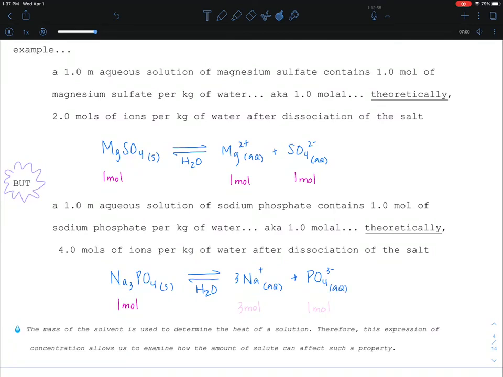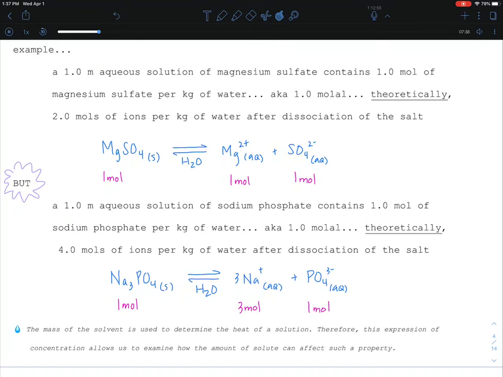But check this out. So what do I have here? I have 3 moles of sodium ions, 1 mole of phosphate. So in a kilogram of water, now instead of magnesium sulfate dissociating theoretically to give me 2 moles of ions, I've got 1 mole of sodium phosphate dissociating to give me 4 moles of ions. So you can imagine now that kilogram of water, you want to boil it, you're probably going to need a little bit more energy, right? Because now we've got ion-dipole interactions between the water and 4 moles of ions.